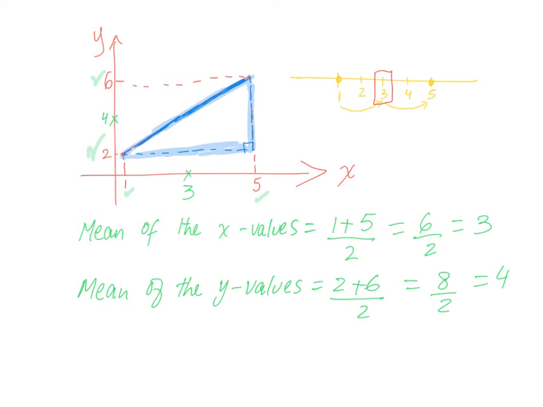So where do these 2 points meet? They meet at this point. That becomes the midpoint of the line. So the midpoint of the line is (3, 4).